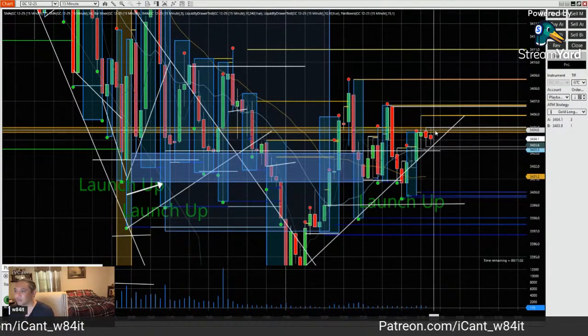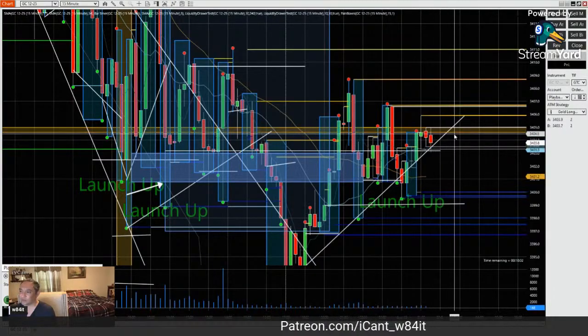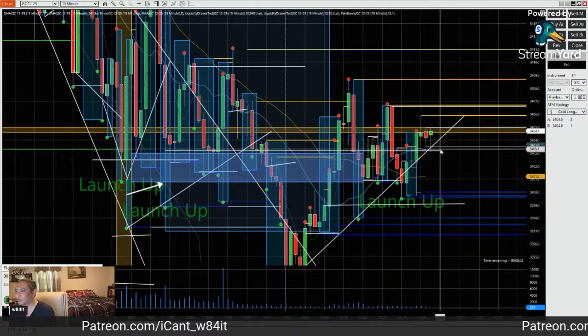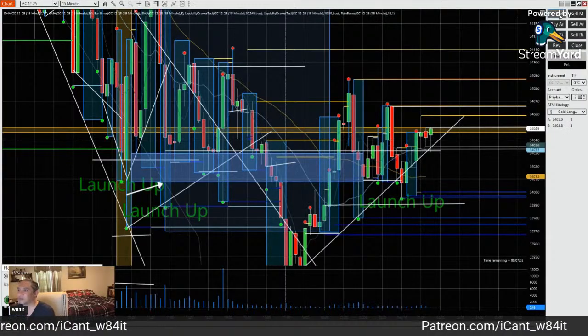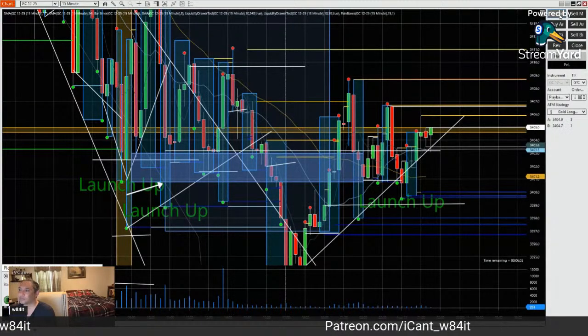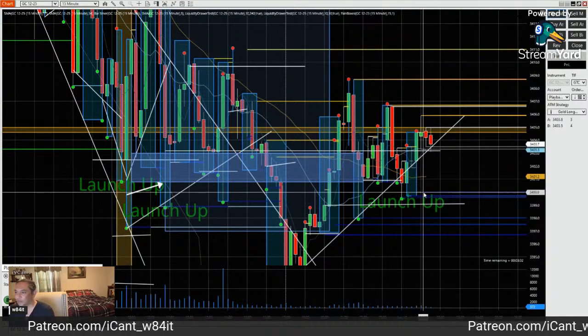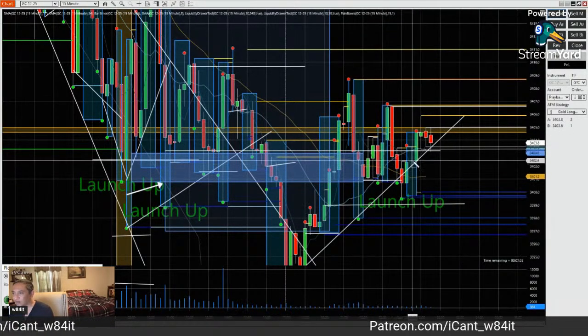I was about to say, it looked like it was trying to break through right there. It'd be funny if it failed and then immediately just broke through, but it just grabbed liquidity underneath here. That might be enough to send it. I want to see it crack it. Yeah. So let's see if it'll come down and grab more liquidity here.